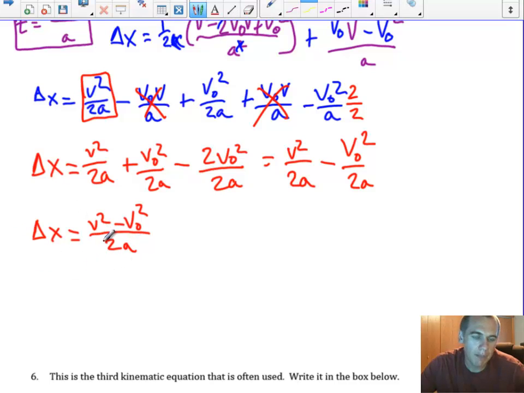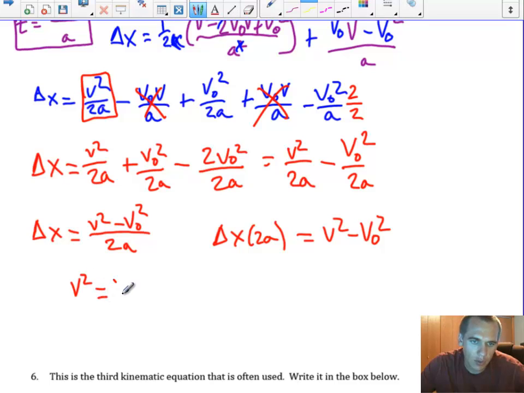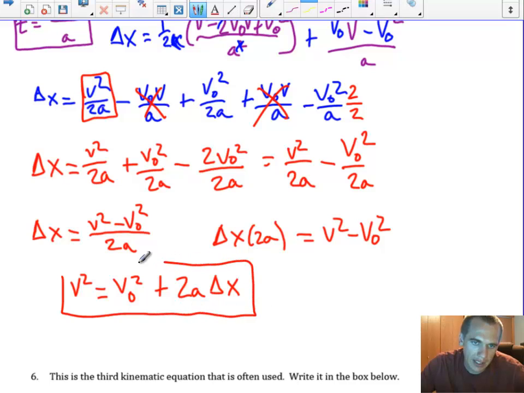Now I can multiply both sides of this equation by 2a, so I get delta x times 2a equals v squared minus v naught squared. Then I can add over that v naught, and I get final velocity squared is equal to initial velocity squared plus twice the acceleration times the change in position. This is the third kinematic equation.